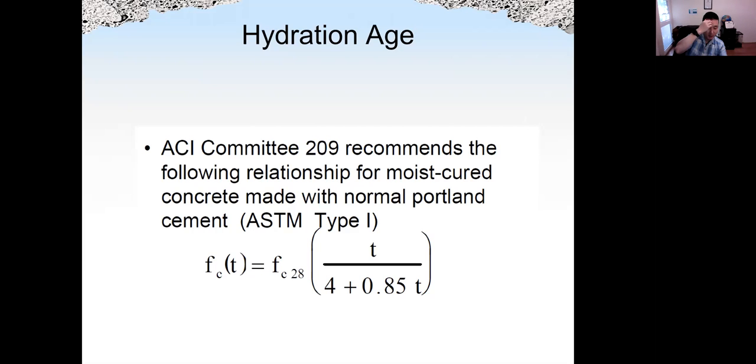So ACI Committee 209 recommends the following equation showing the strength of moisture cured concrete at any time t as a function of fc28. That means the compressive strength, c is for compressive, 28 means 28 days. So as a function of fc28 and t is the time.